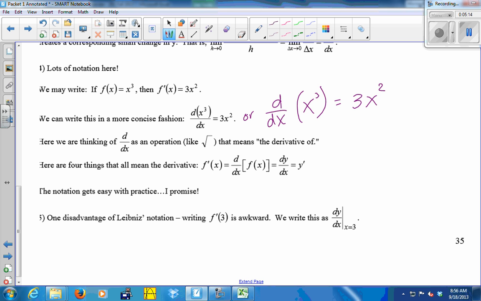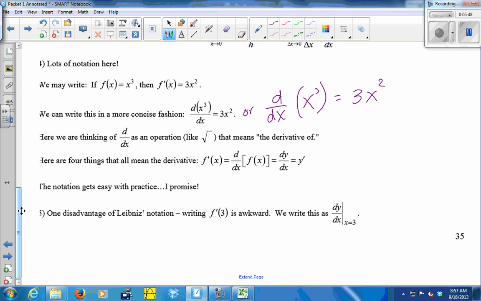And we're thinking of d dx as an operation, like do this to the function. d dx means take the derivative of the function. So 4 things that all mean the derivative would be f prime of x, d dx of f of x, dy dx, and y prime. These are just all notations that mean the derivative of the function. So there's no new math here. This is all just different ways of writing the same idea. It will get easy with practice, I promise.